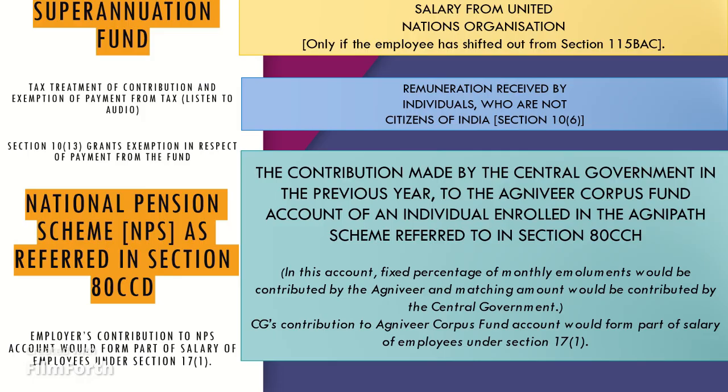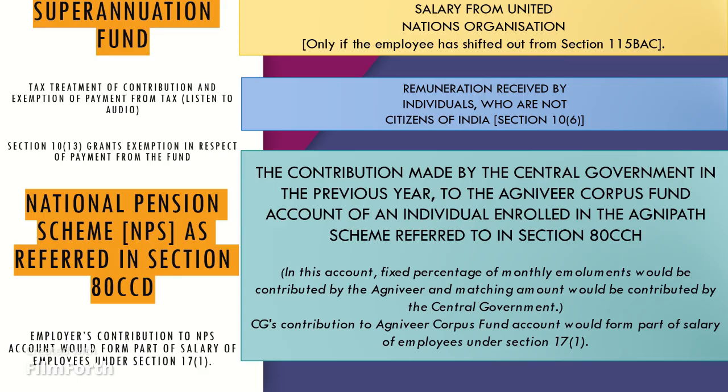Salary from the United Nations Organization. Section 2 of the United Nations (Privileges and Immunities) Act grants exemption from income tax to salaries and emoluments paid by the United Nations to its officials. Besides salary, any pension covered under the United Nations (Privileges and Immunities) Act and received from UNO is also exempt from tax, only if the employee has shifted out from Section 115BAC.